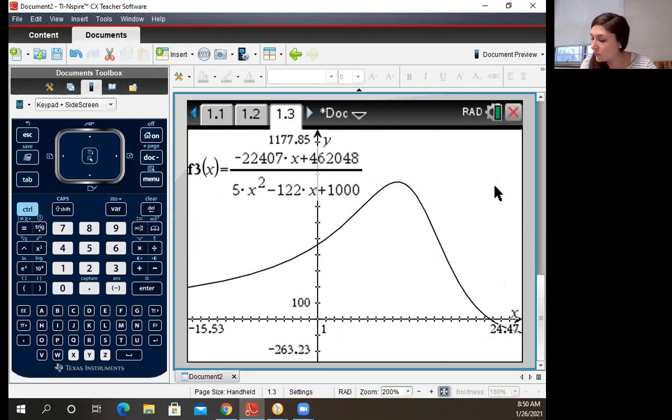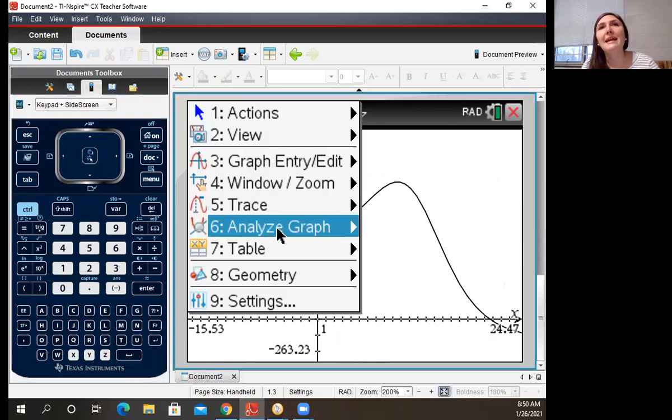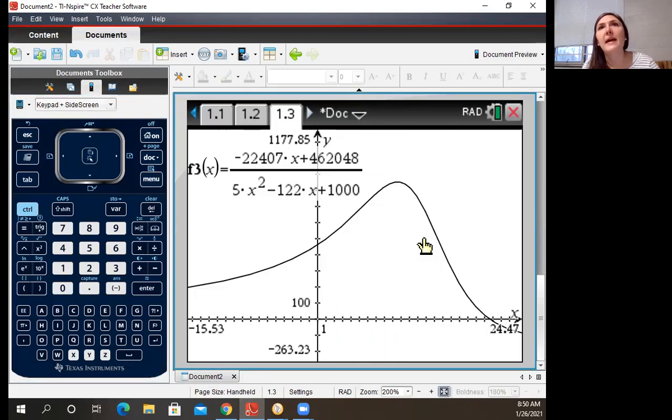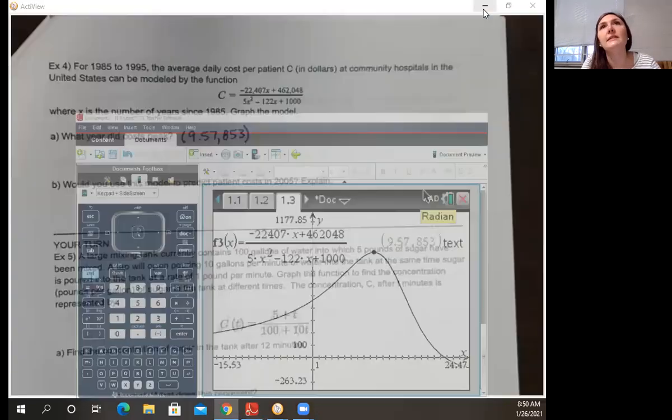Now, my first question is, what year did cost peak? Well, peak tells me I'm looking for a maximum. So I want to find this maximum here. So menu, analyze graph, maximum. Okay. Now, year is an x value. So I'm going to jot down this point really quickly, 9.57, 853. And then I'm going to put my graph away for just a second.